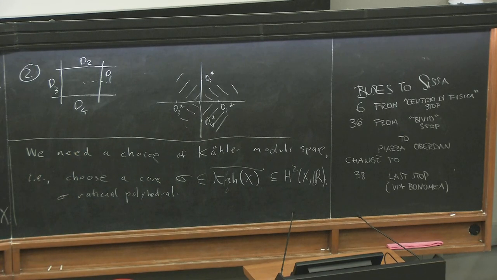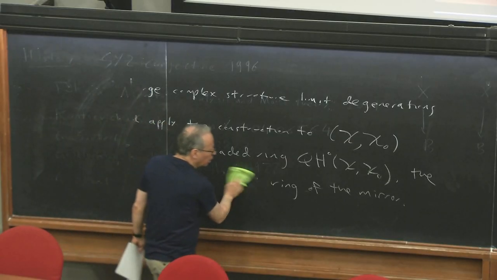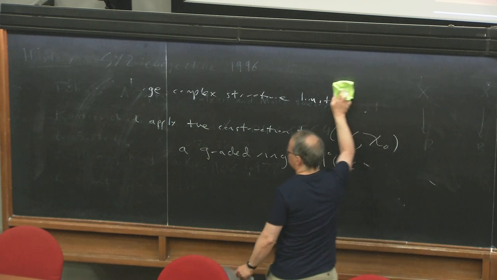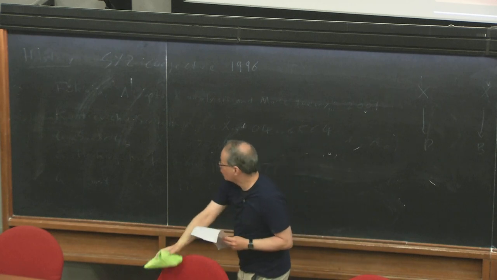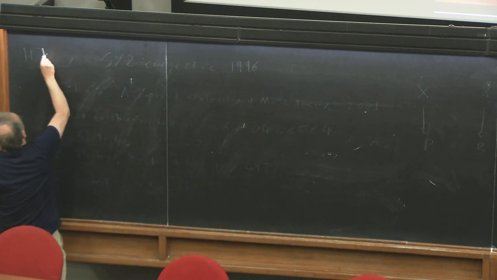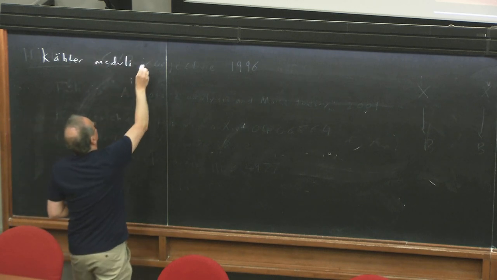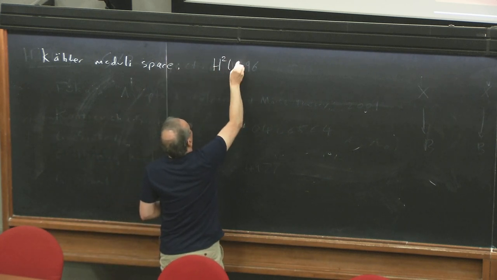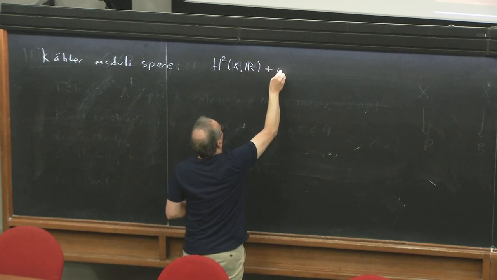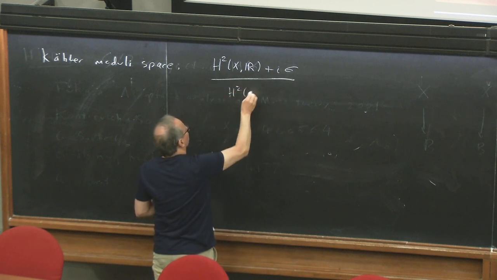Now, normally in mirror symmetry, if you go back to the very early days of mirror symmetry, people would write down the Kähler moduli space as a tube domain. So let me just write this down to make contact with the old language. You would write down something like H^2 of X_R, that's the B field, plus i times this choice of cone sigma, or maybe the Kähler cone itself, and you divide out by H^2 of X_Z.